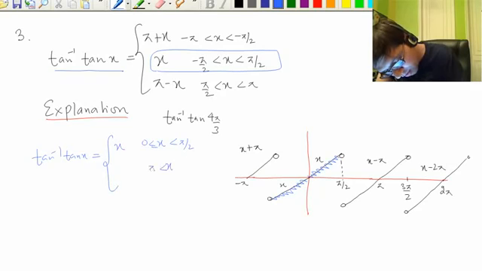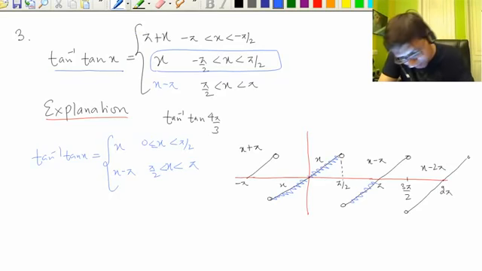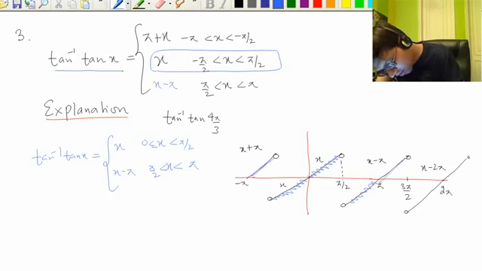From pi by 2 to pi, it is pi minus x. See this section, not pi minus x, sorry, x minus pi. It's written wrong here, x minus pi. Right. So if you want to find the definition of this part, for example, this is also x minus pi, so we have to shift x minus pi 2 pi units back.